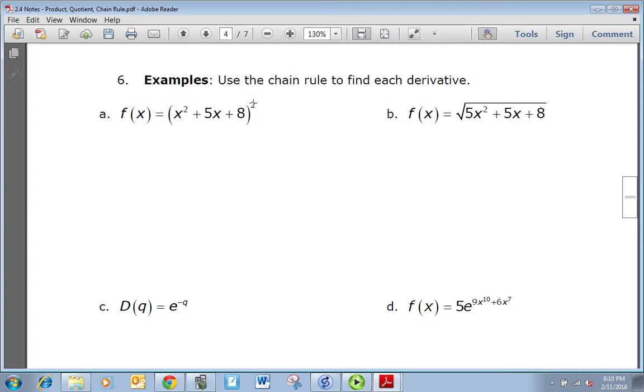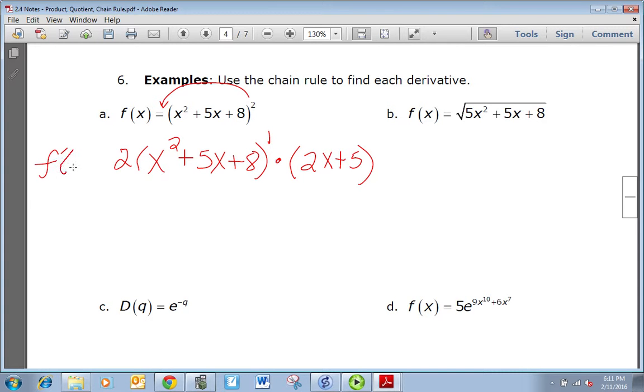Here we're going to take the derivative, use the power rule as normal, so the 2 comes down in front, and we get 2 times (x squared plus 5x plus 8) to the first power, and then we multiply by the derivative of the inside, which is 2x plus 5. And we're done. That's what the derivative of (x squared plus 5x plus 8) squared is.